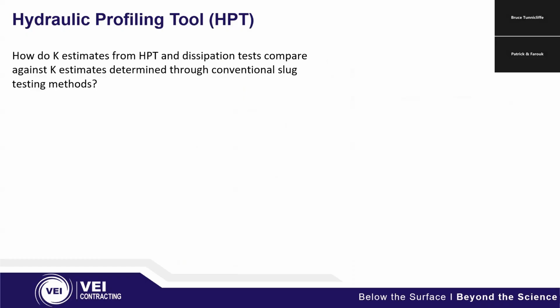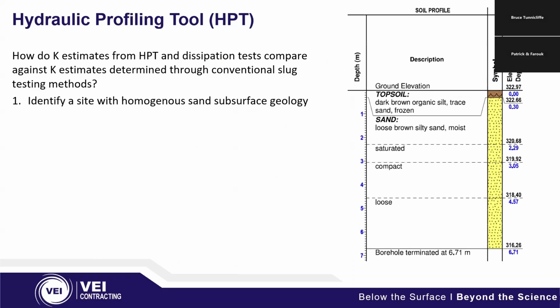So this is where we brought in the HPT tool and we said, okay, let's do some testing. Let's try to figure this out. What we want to do is compare how do the K estimates that the HPT provides through the dissipation test compare against K estimates that are determined through the conventional or traditional slug testing methods. So the first step is we have to find a site that had homogeneous sand or subsurface geology. It was continuous, that was controlled. It kind of fit all those assumptions that you're taught in university about continuous aquifer that goes forever and sand in every direction and so on.